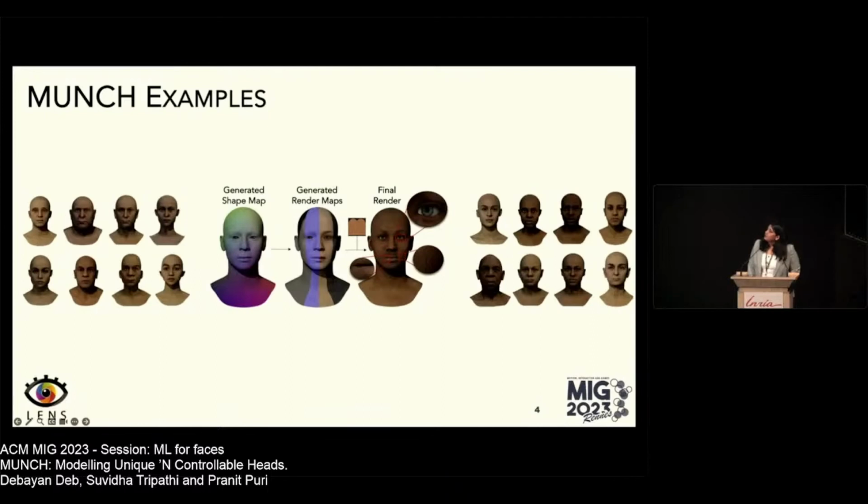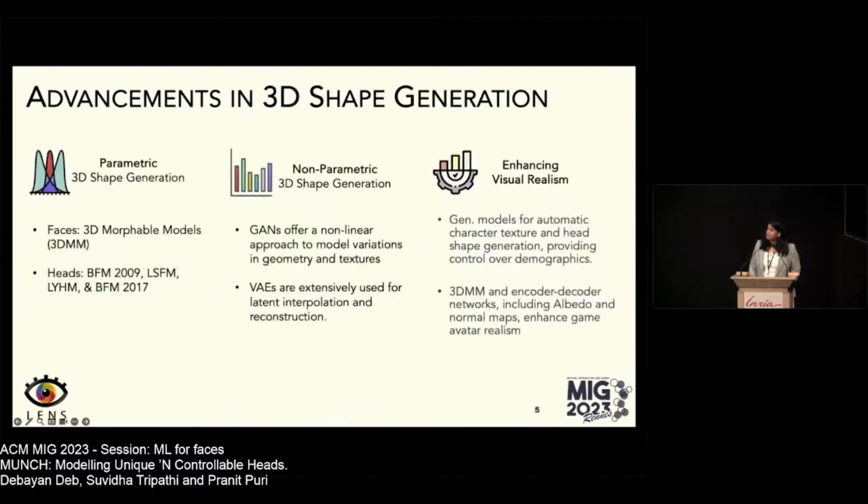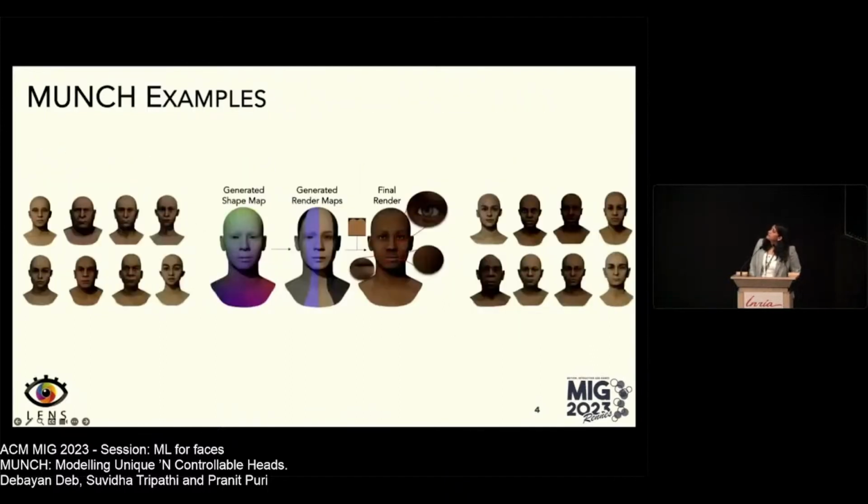So from the training data set, which I'll introduce in the next slides, we generated the shape map and then used a GAN to generate render maps, which are the texture: albedo map, gloss map, specular. And from those maps, we introduced a second stage of editing for the colors to generate a final rendered head. So you can see the visual quality of each of these heads.